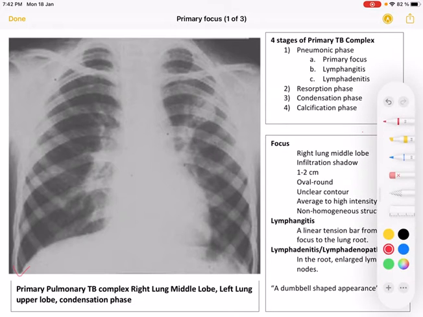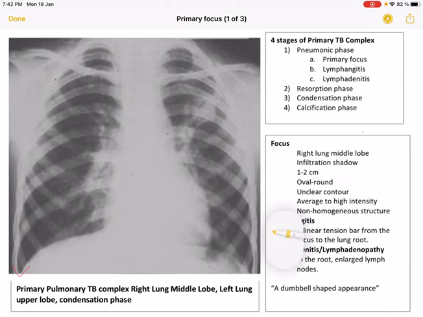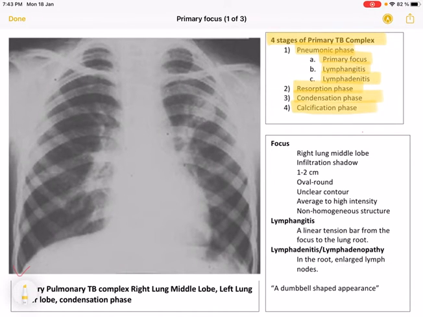A rapid revision of whatever we studied earlier: there are 4 stages of the primary TB complex. The first stage is the pneumonic phase, then the resorption phase, condensation phase, and calcification phase. The pneumonic phase is further divided into the primary focus and lymphadenitis, as I already said. Today we are going to discuss the third stage, the condensation. So what is the difference between them? The sizes of the foci.